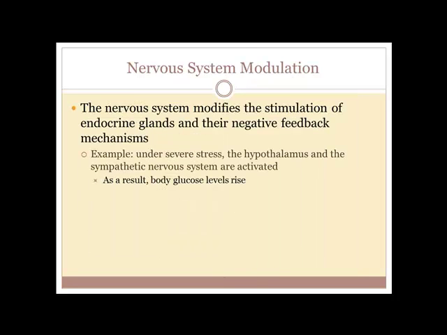With our nervous system modulation, the nervous system is going to modify the stimulation of endocrine glands and their negative feedback mechanism. All right, the best example is under stress, the hypothalamus and the sympathetic nervous system get activated, and what will happen is overall your blood glucose levels are going to rise.